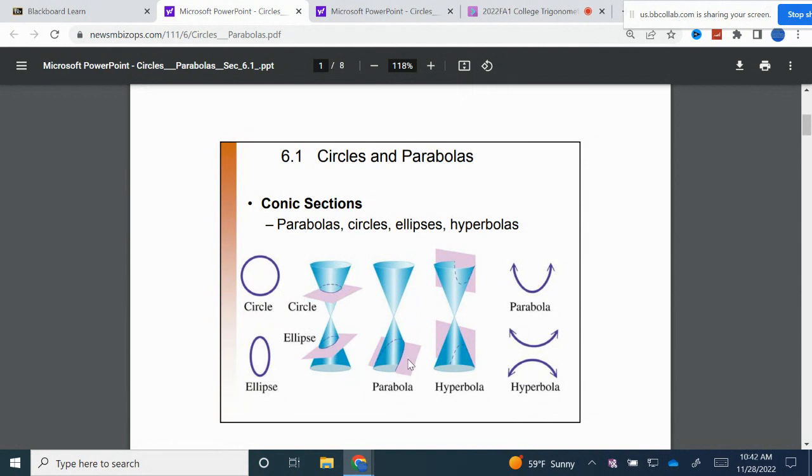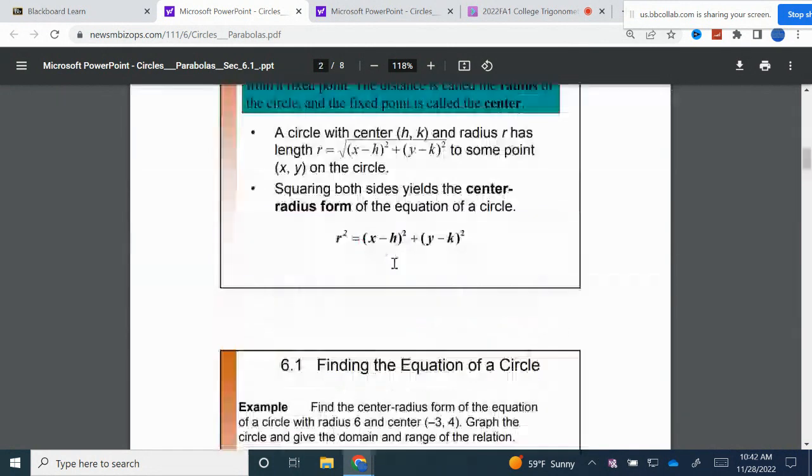Notice for a parabola, if we slant our plane a little more, right, notice we have a parabola shape. And then lastly, if there is a 90-degree intersection with our plane, notice it forms a hyperbola. So we're going to start off by talking about a parabola.